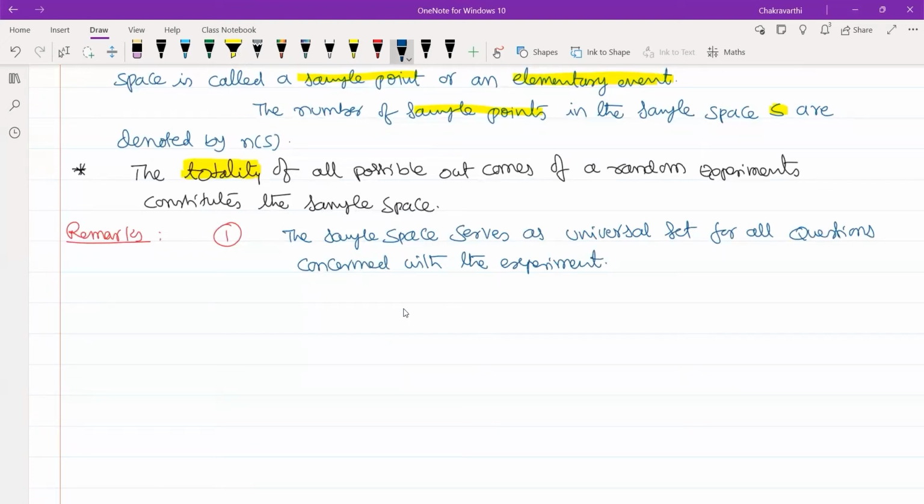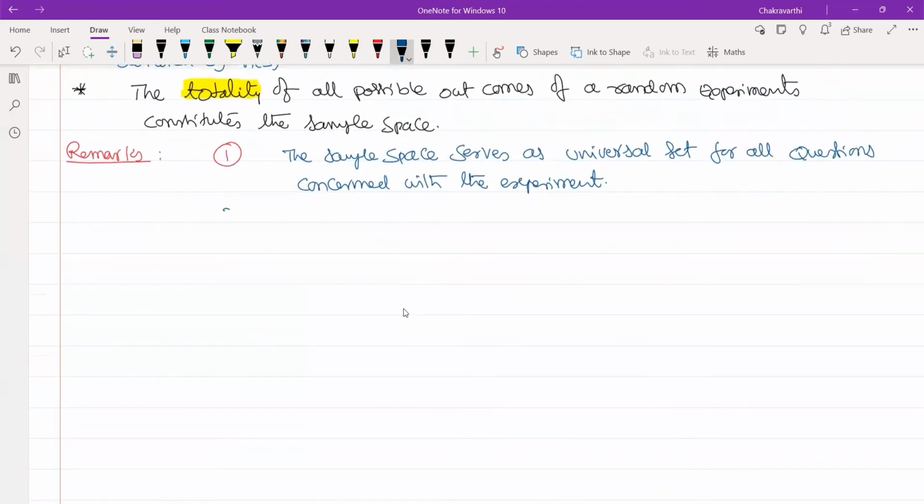Sample space serves as the universal set for all the questions concerned with the experiment. Number 2. A sample space is said to be finite or infinite. Finite, infinite sample space.